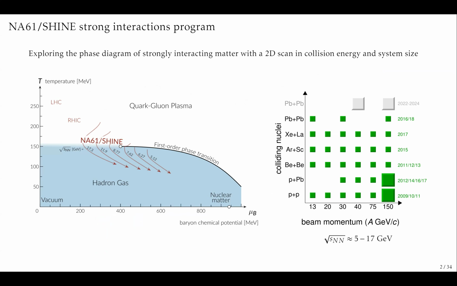Shine strong interaction program. Our main focus is to scan the phase diagram of strongly interacting matter. This is done via a 2D scan in collision energy and system size. The collision energy for the SPS is between 5 and 17 GeV, and we collide various nuclei. The flagship goal of the experiment was to find the critical point.